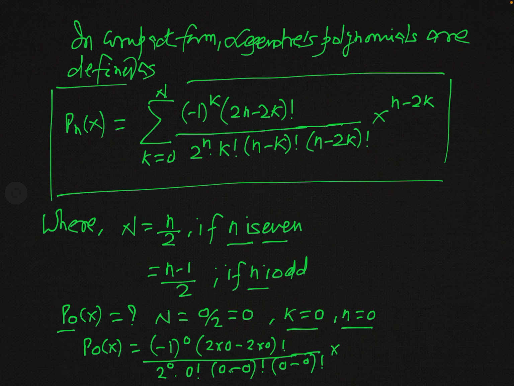So 0 minus, and k is 0, so 2k will be also 0 factorial, into x to the power (n minus 2k). This is 0 minus 0. And so you can see minus 1 to the power 0 is 1, and factorial 0 you know is equal to 1, and x to the power 0 will be also 1. So this is simply 1. So P0 of x is equal to 1.